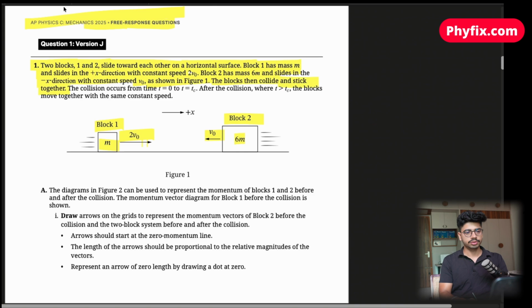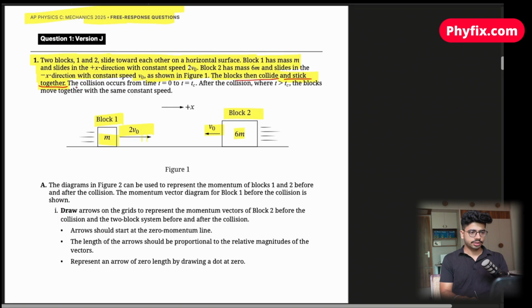So right now you have to mark it. The blocks collide and stick together. Because they stick together, this is an inelastic collision, so kinetic energy is not conserved. Momentum is always conserved in elastic as well as inelastic collisions. But in this case, the kinetic energy doesn't remain conserved. It converts to some kind of heat energy or sound energy. But you can always apply momentum conservation. There is no problem in that.